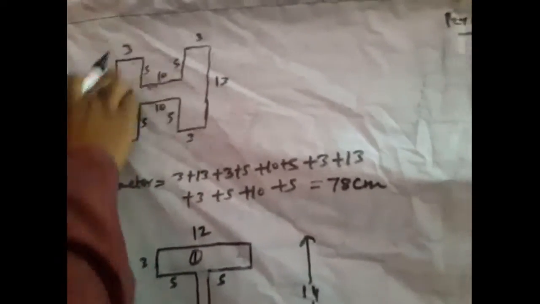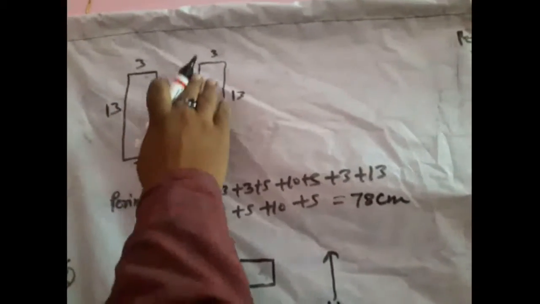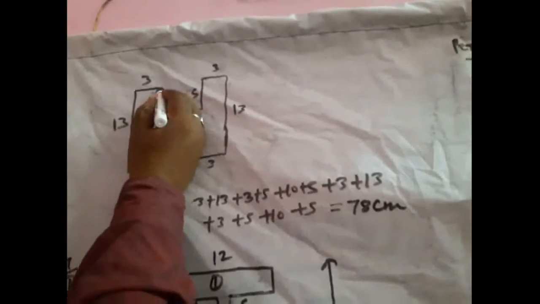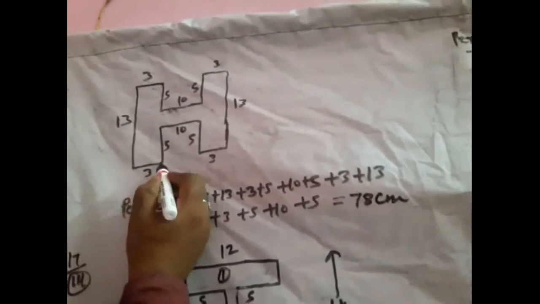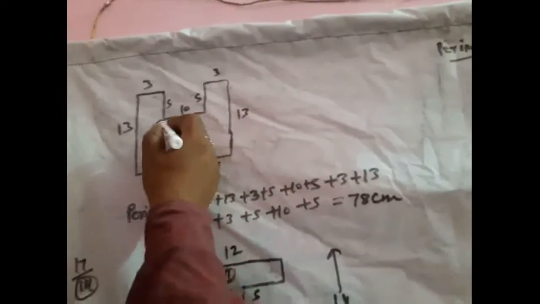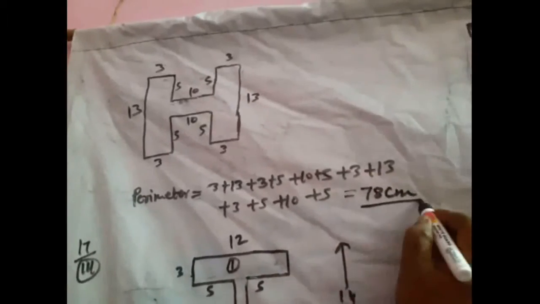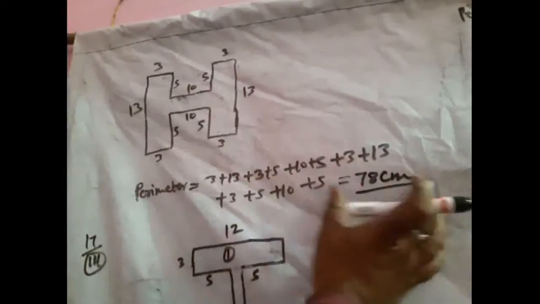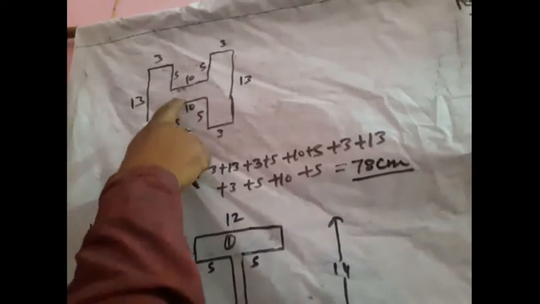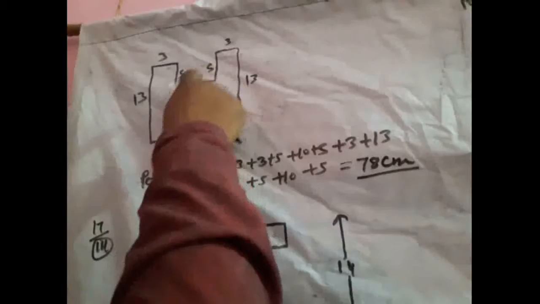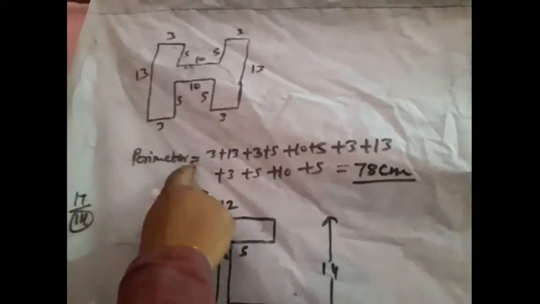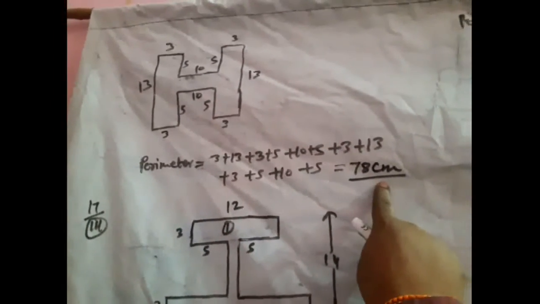Now come to the perimeter of this figure, because you have to find the perimeter also in this figure. So perimeter, suppose you start from this point: 3 plus 13 plus 3 plus 5 plus 10 plus 5 plus 3 plus 13 plus 3 plus 5 plus 10 plus 5. Total is equal to 78 centimeters. So the perimeter of this figure is 78 centimeters. Perimeter means sum of all sides. 1, 2, 3, 4, 5, 6, 7, 8, 9, 10, 11, 12. Total 12 sides. So we add all and our answer comes 78 centimeters.